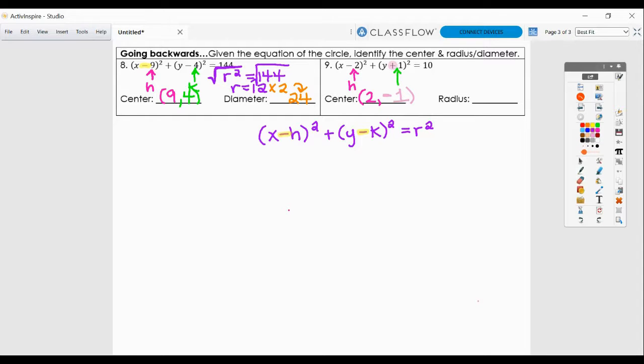Last thing is, again, this is equal to r squared, which is 10. So r squared equals 10. To undo the squared, we take the square root to get r by itself, and we'll just leave it as the square root of 10 there. Can leave it, cannot simplify it anymore.